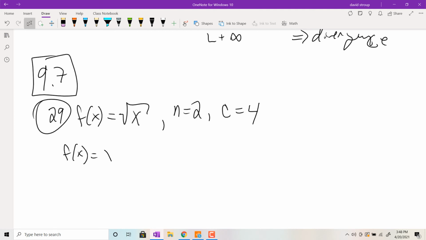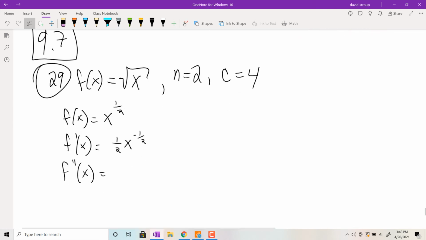f of x equals x to the 1/2. Then I need f prime of x, and then f double prime of x. f prime is 1/2 x to the negative 1/2. So I'm just doing power rules. And then negative 1/4 x to the negative 1/2 minus 2/2 is minus 3/2. So I'm going to have to evaluate these at the center.